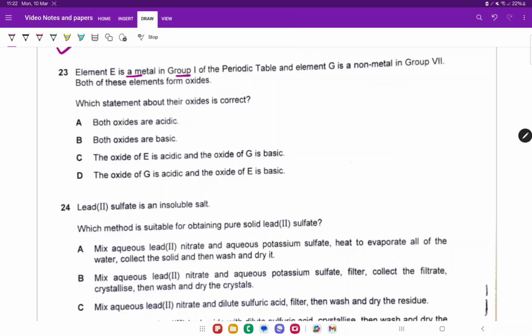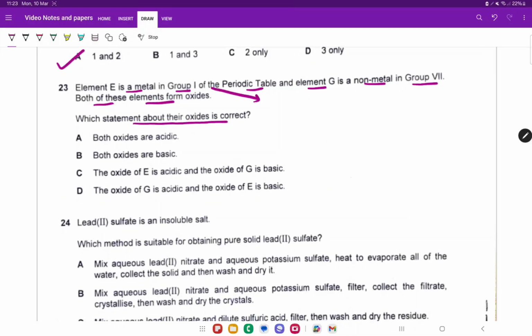Next, question 23. Element E is a metal in group 1 of the periodic table and element G is a non-metal in group 7. Both of these elements form an oxide. Which statement is correct about the oxide? Since it is group 1, an alkali metal, it will form basic oxides. Now G is a halogen, it will form acidic oxides.